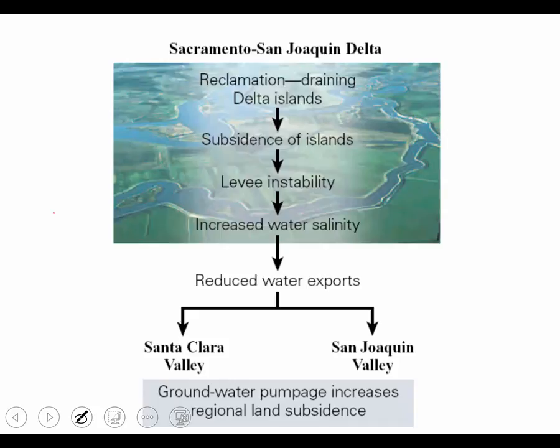You see here, draining of the delta, subsidence, levee instability. There's increased saltwater intrusion. And there's all sorts of problems in terms of reducing surface water, increased reliance on groundwater, which in turn causes more subsidence in these areas.